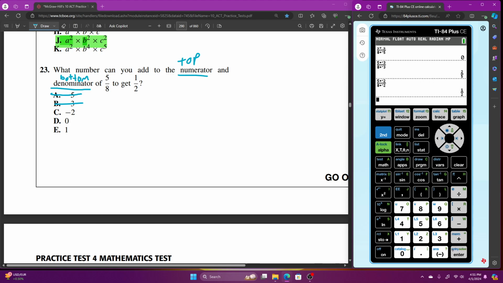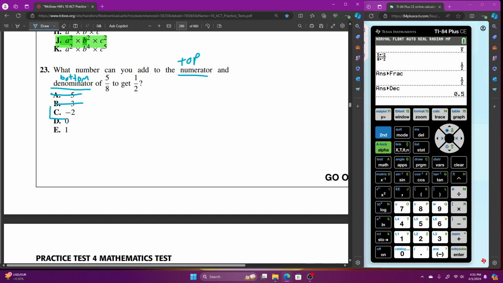And if your calculator is giving you a decimal for your answers here, remember you can hit math, option 1 turns your answer to a fraction, or math, option 2 turns your answer to a decimal. And either way, we know that C is our correct answer.